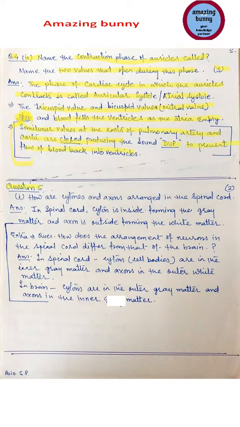Question number 5, how are cytons and axons arranged in a spinal cord? Now you should know that there is an opposite arrangement of cyton and axon in a spinal cord and brain. So in spinal cord, cyton is inside forming the gray matter. Cyton or the cell bodies are present inside and they form the gray matter, and axon is outside forming the white matter. Now this is something extra, additional information.